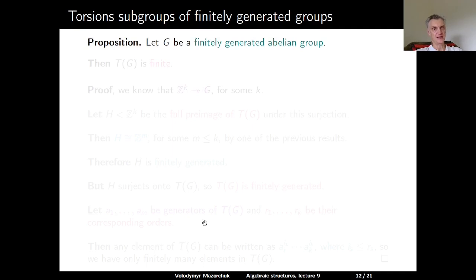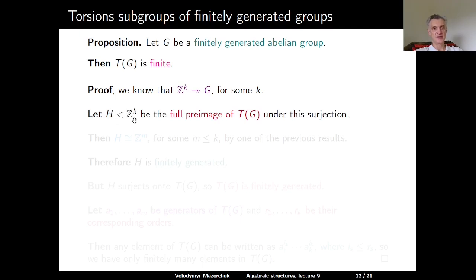So let G be a finitely generated abelian group. Proposition: then the torsion subgroup of G is finite. Proof: we know that G is a homomorphic image of some Z^k.